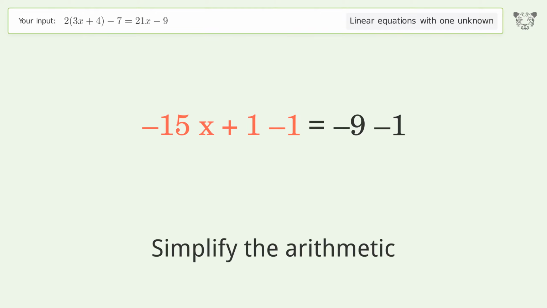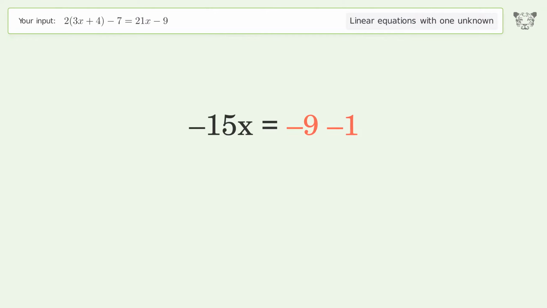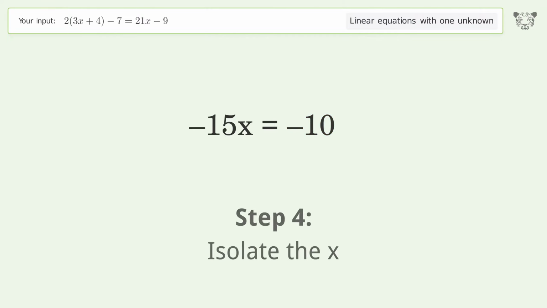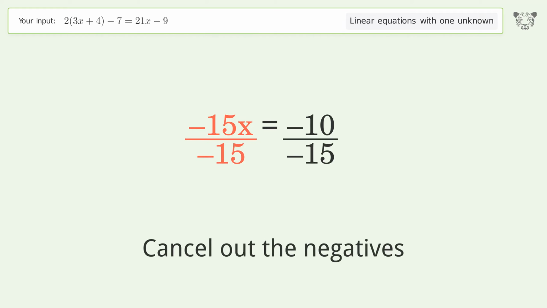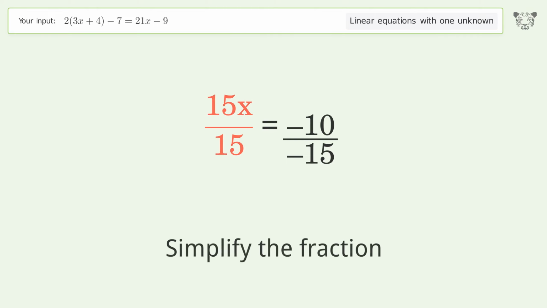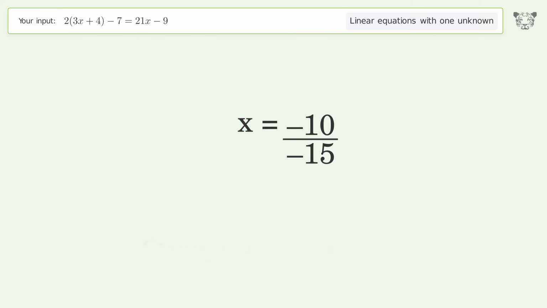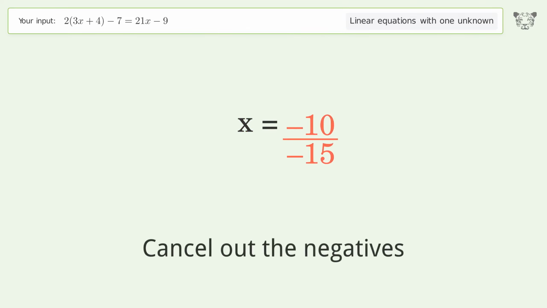Simplify the arithmetic. Isolate the x. Divide both sides by -15. Cancel out the negatives. Simplify the fraction. Cancel out the negatives.